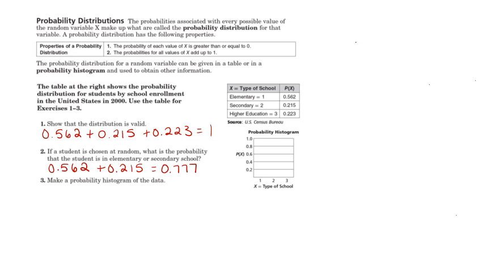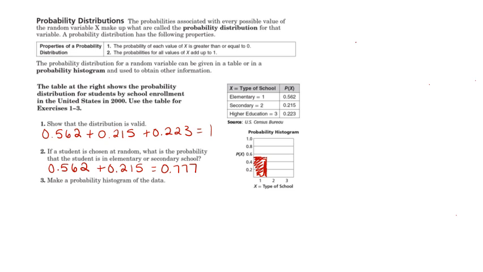Now we're going to make a probability histogram. So 1, 2, and 3 are the types of schools. Remember, 1 is elementary, and the probability of getting that is 0.562, or almost 56%. Again, we're writing probabilities as decimals when we talk about distributions, because we're making a switch towards probability joining with statistics. In statistics, we tend to use decimals. So number 1 would be about 0.562. That's about here.